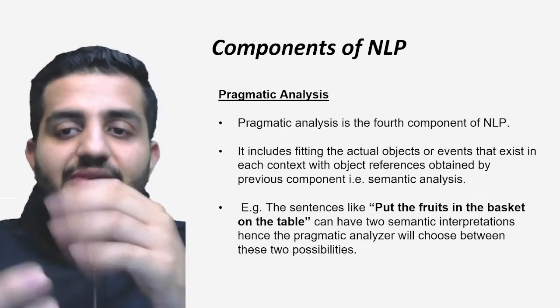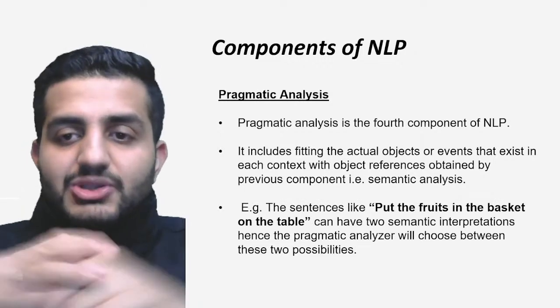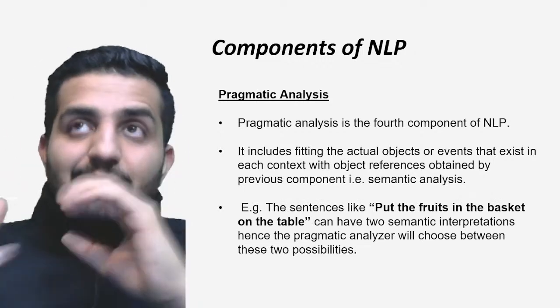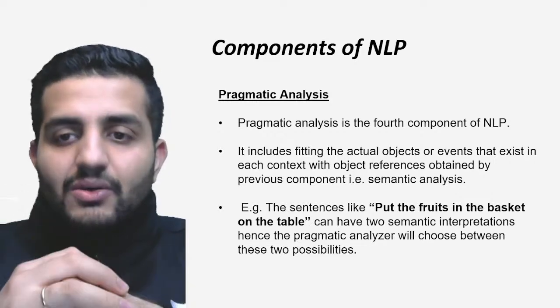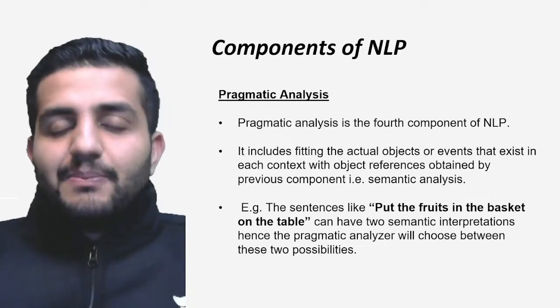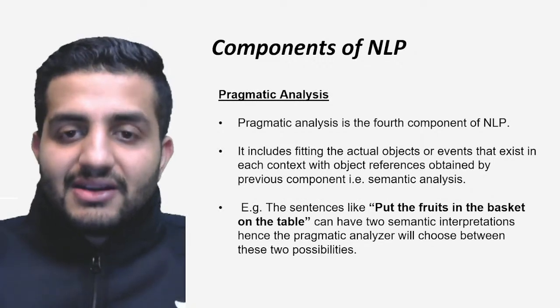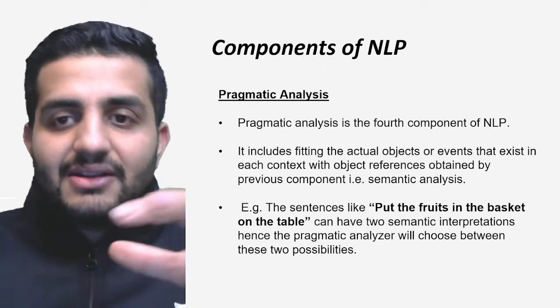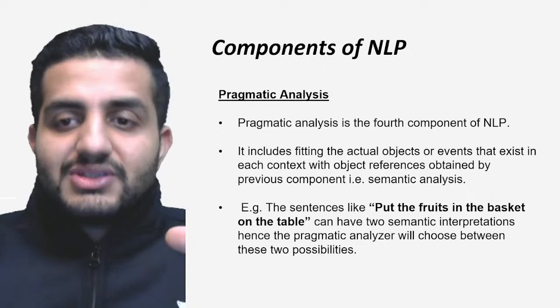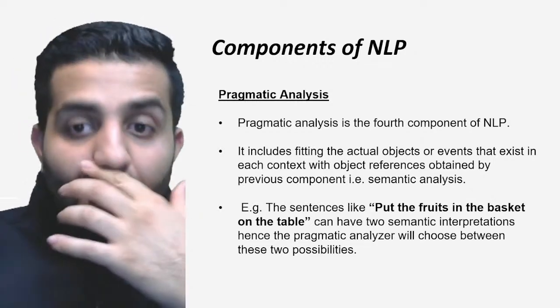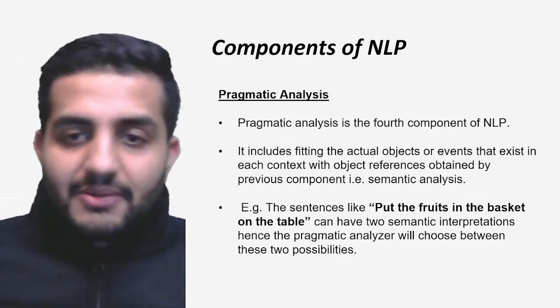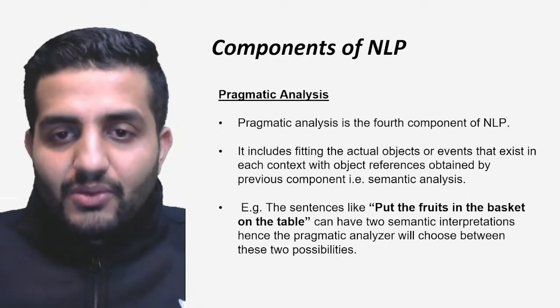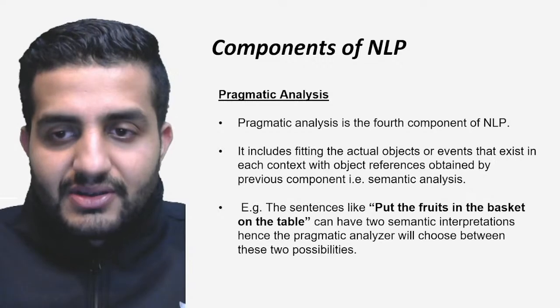For example, suppose I have said put the fruits in the basket on the table. I can make sense of it in two ways. Fruits is a noun, basket is a noun, table is a noun, right? So put the fruits in the basket on the table. That means either the basket is on the table and I'm asking it to put all the fruits into the basket which is on the table, or put the entire fruits in the basket which is on the table. So either way around, right? There are two different meanings out of this.